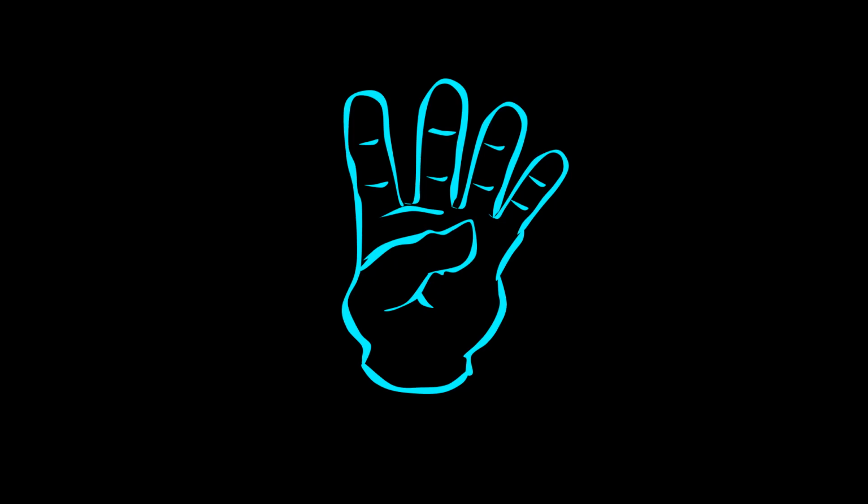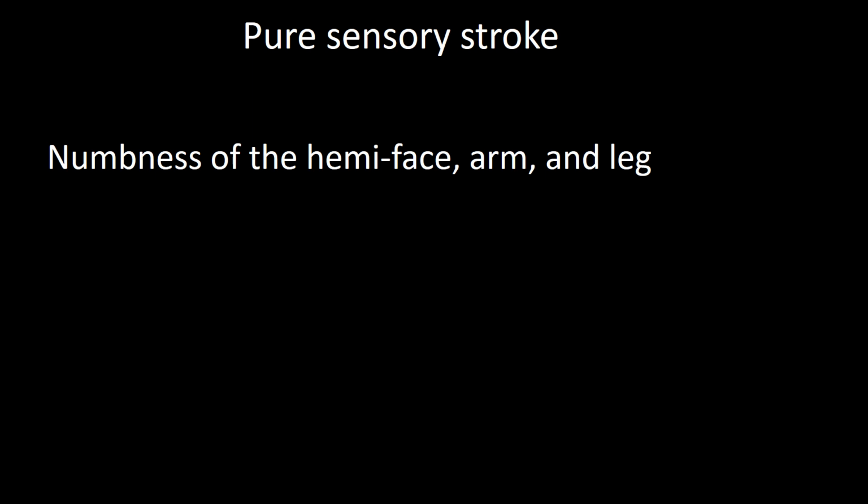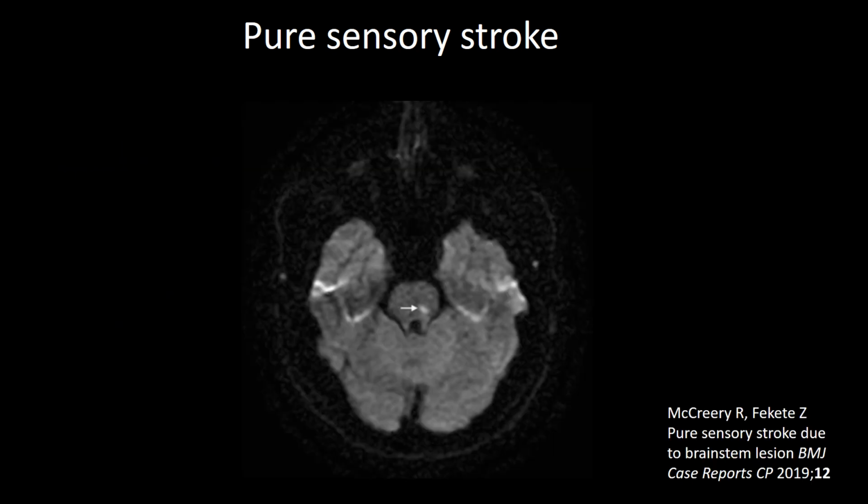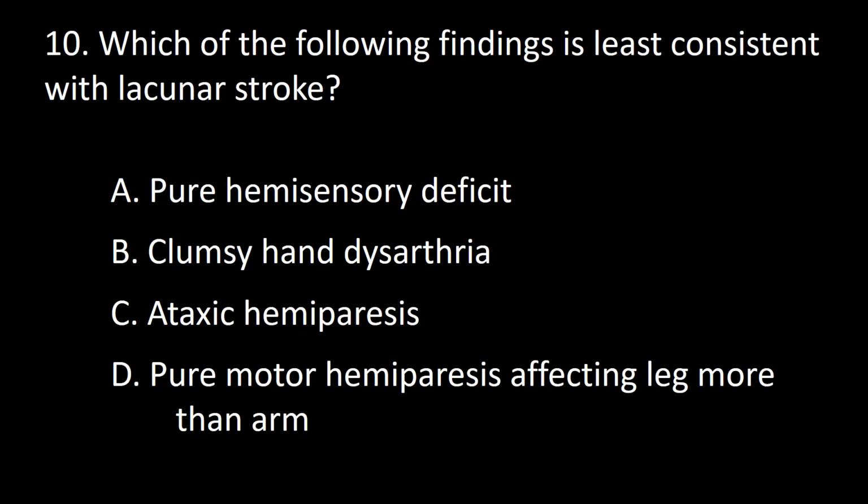The fourth syndrome we are going to mention is pure sensory stroke. This syndrome is characterized by hemifacial, arm and leg numbness, all on the same side and the same intensity. The anatomical location most often involved is the ventral posterolateral nucleus of the thalamus, but pure sensory strokes can also occur with lesions at other sites, as represented in this frame. In this case, published in 2019, as you can see, indicated by the arrow, the site of the lesion corresponds to the medial lemniscus. So the answer to this question is D.